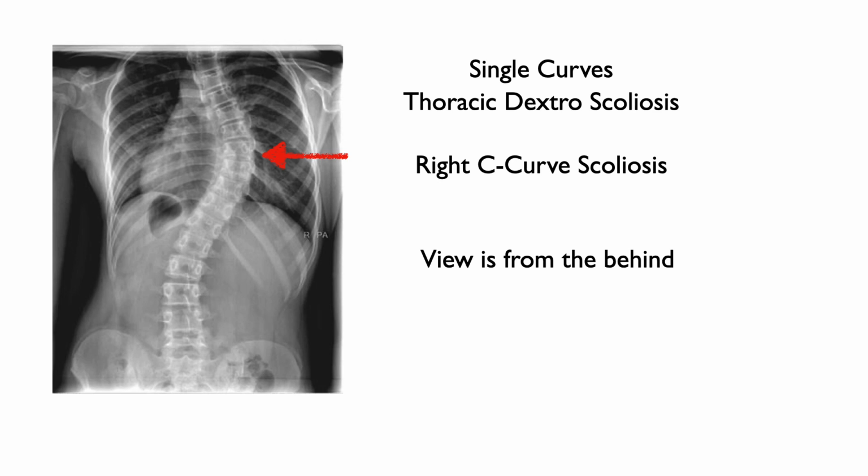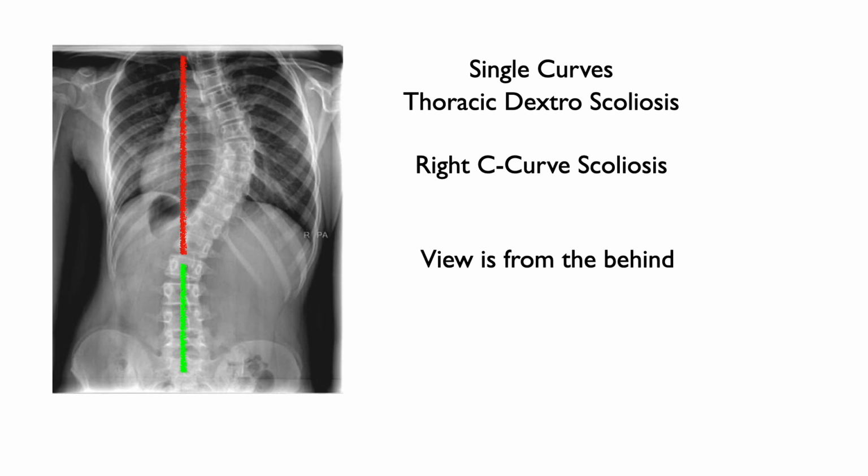When we look at a spine like this, we can divide it into 2 areas. There's the thoracic, and then there's the lumbar. The red line here is the thoracic, and the green line is the lumbar. The thoracic consists of 12 bones, or vertebrae, and the lumbar consists of the bottom 5.